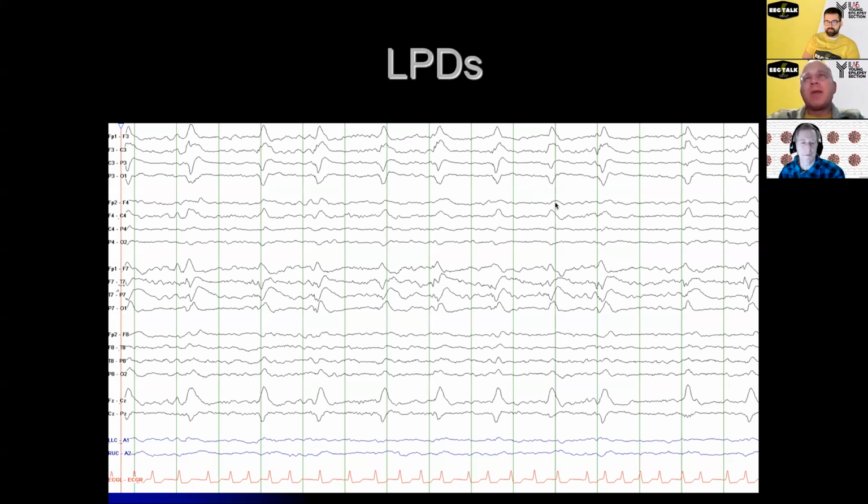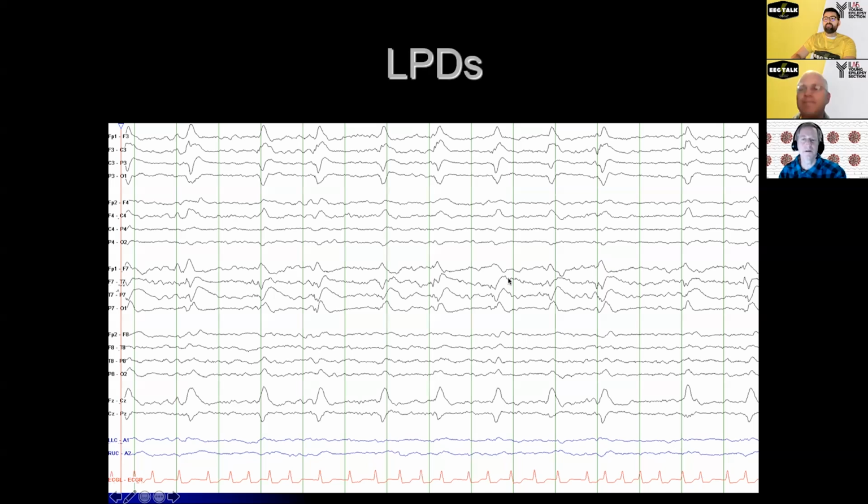So for LPDs and Dr. Hirsch, they don't have to be necessarily less than 200 milliseconds. If they're periodic and they're kind of discharge looking, you can still call them LPDs? Correct. I didn't know that. Good point. Yes, these can be just delta waves as long as they're periodic. Doesn't matter what's in the actual discharge. That's why there's no E in LPDs. Okay. Yeah, that's an important point.